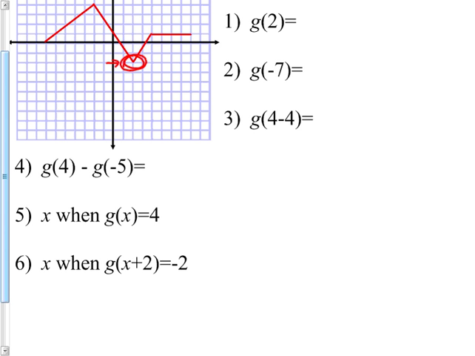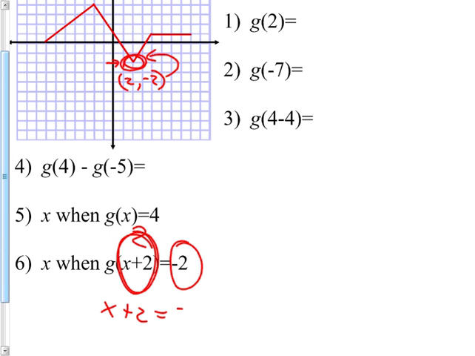X is 2. So this point right here is (2, -2). Do you get that, since they told me the y was negative 2, they're saying that the x is 2? But how can it be this? Only if x plus 2 was 2. This whole thing needs to be 2. So if x plus 2 is 2, then what's x after? 0.